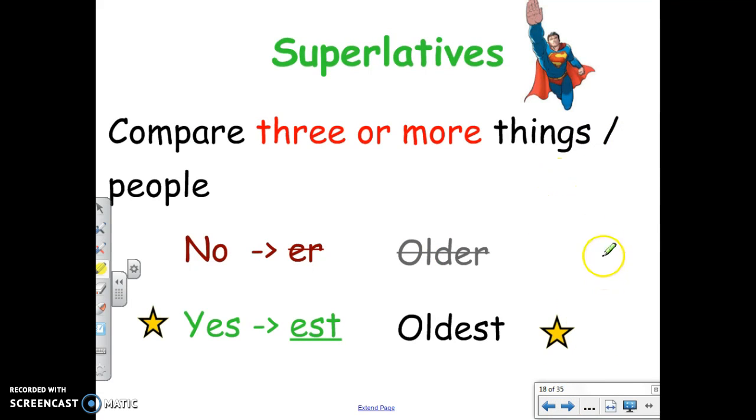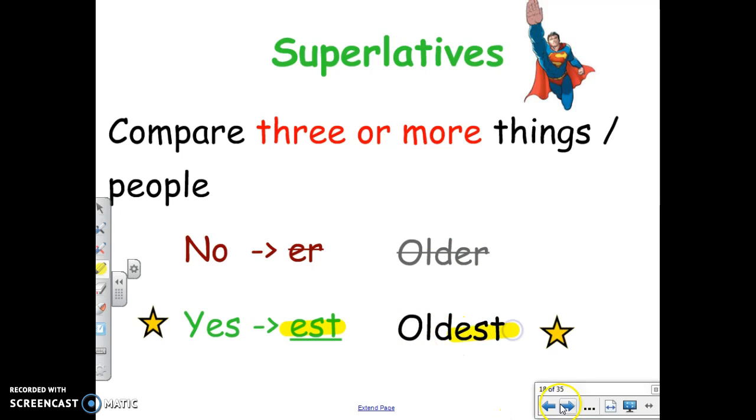Okay. The next type, superlative. When you think about superlative, always think about a Superman. A Superman is the best, is always the first one. So when we compare three or more things or people, we will use superlative. Instead of ER, we will not use ER right here. We will use EST.